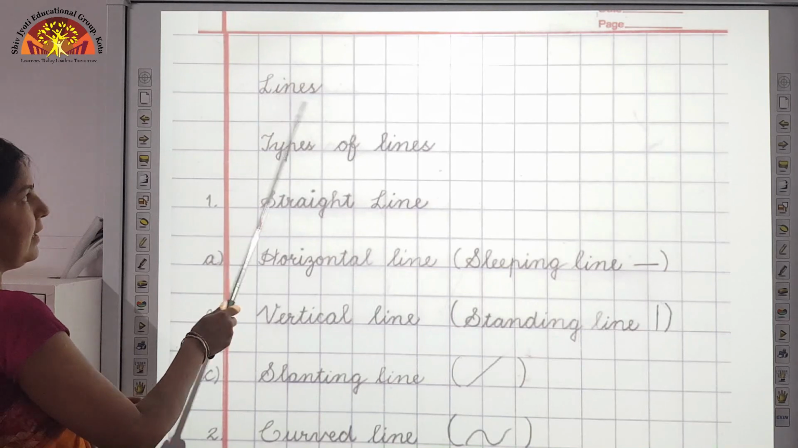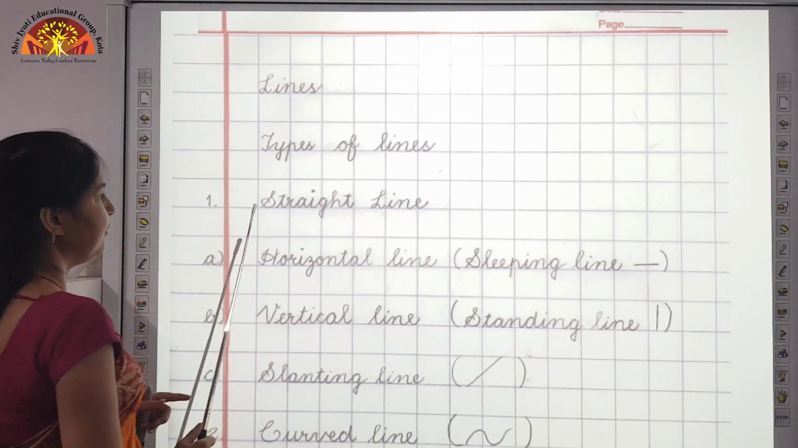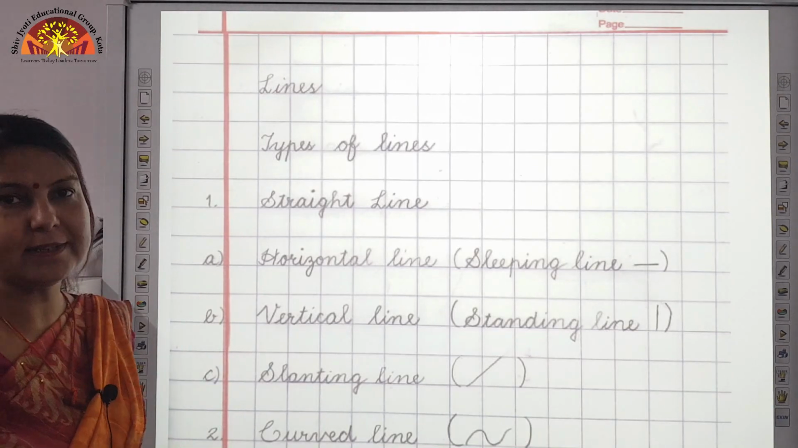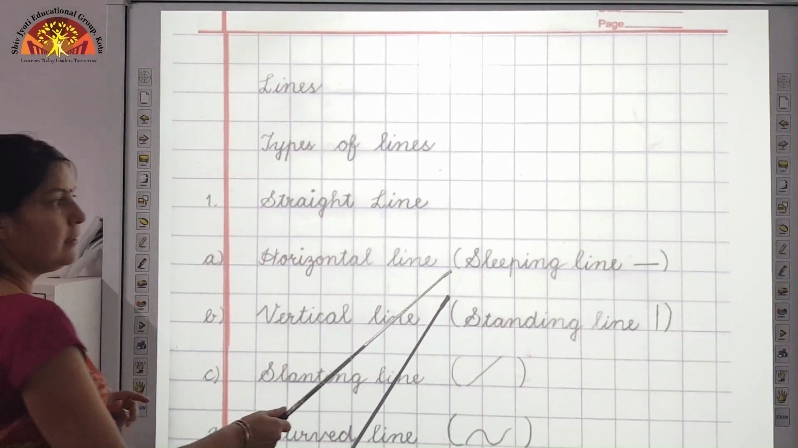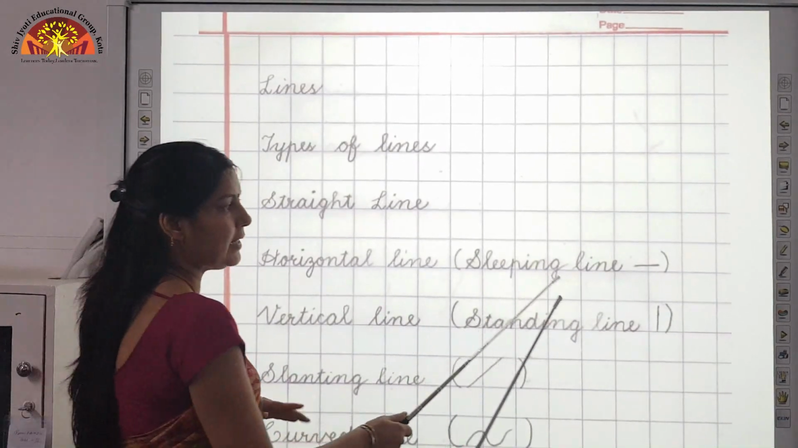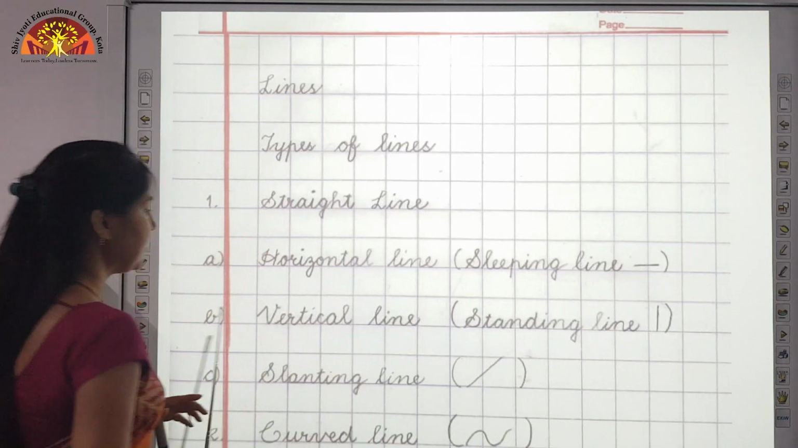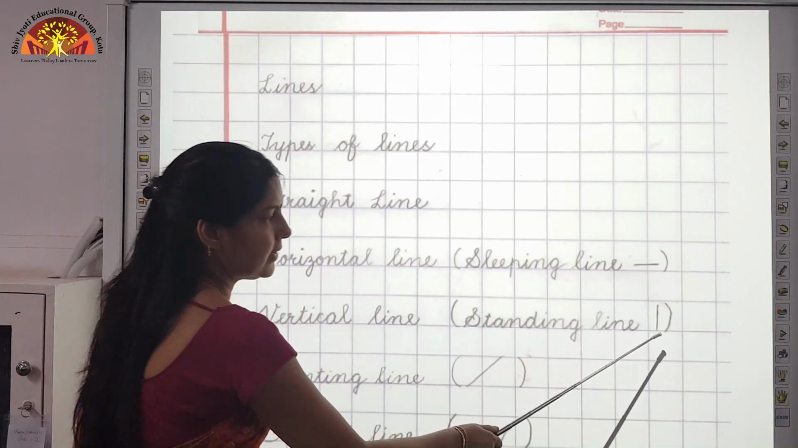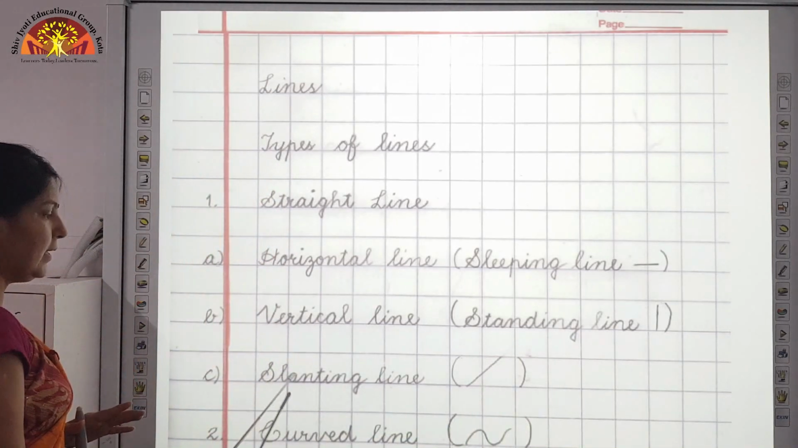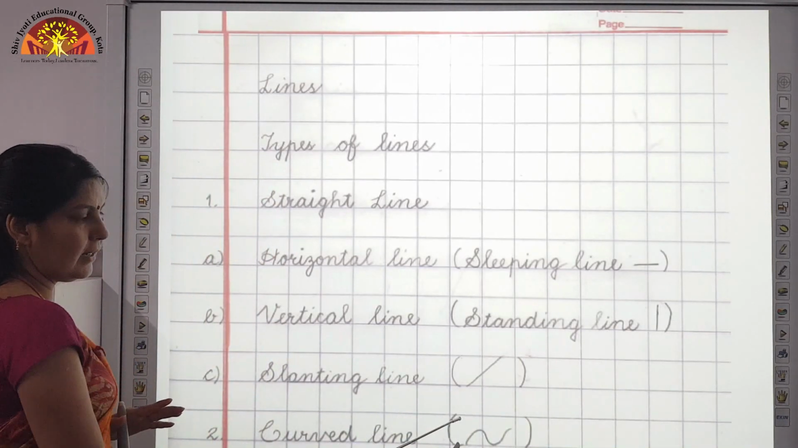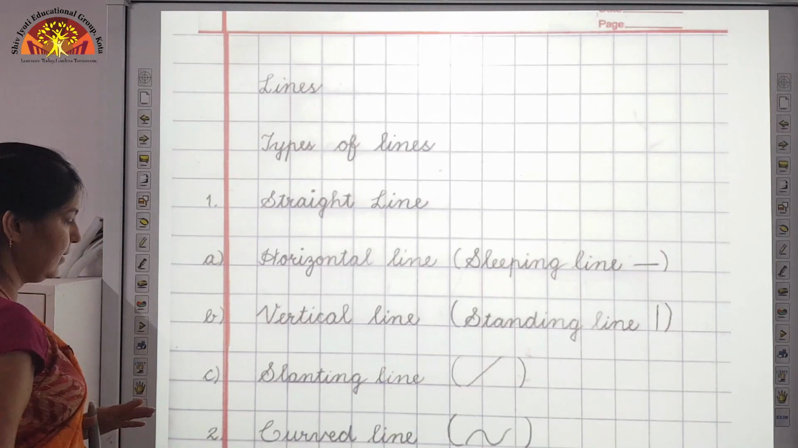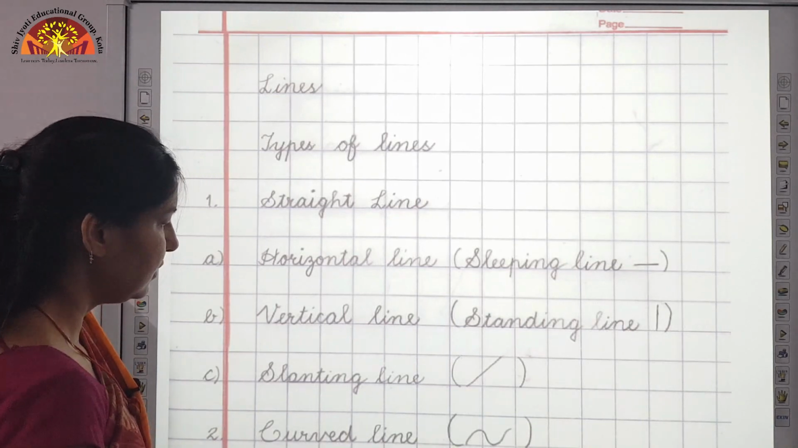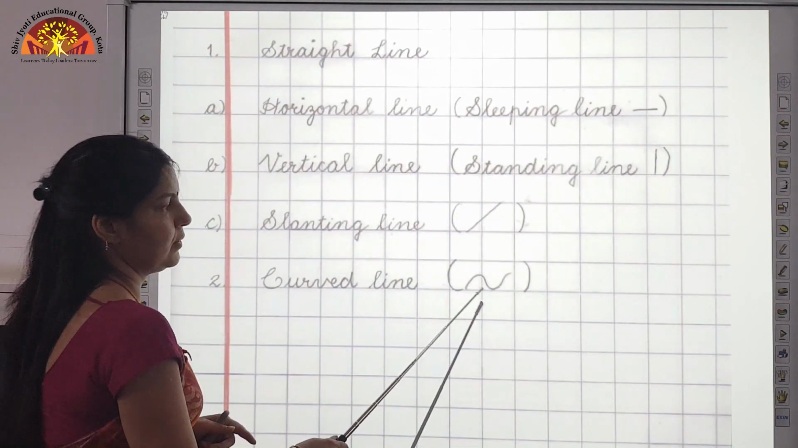First you will write lines, types of lines. First we will see straight line. A straight line can be 3 types. First, horizontal line. Horizontal line means sleeping line, okay, like this. Now second one is vertical line. Vertical line means standing line like this, okay. Now third is slanting line. Slanting line should be like this. Now second type of the line is curved line. Curved line like this, okay.